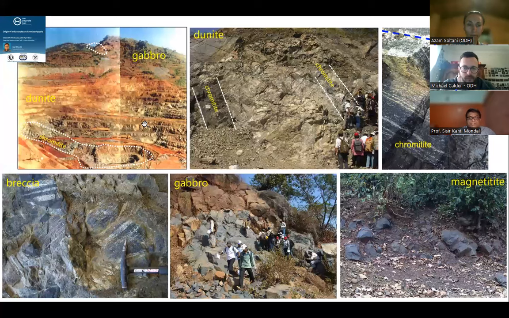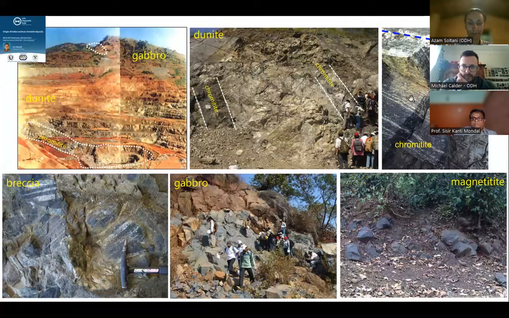And these are some of the field photographs from the igneous complex. This is the westernmost massive chromitite unit, which is hosted within a dunite. This dunite is extensively serpentinized. At the middle part, we have another two chromitite ore bodies. One is here, and another one is on this side, followed by a dunite unit.